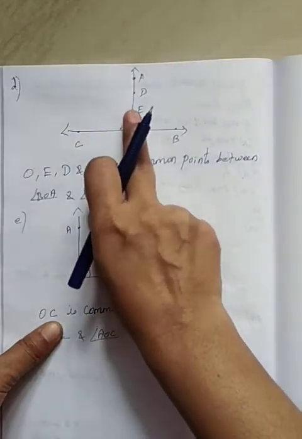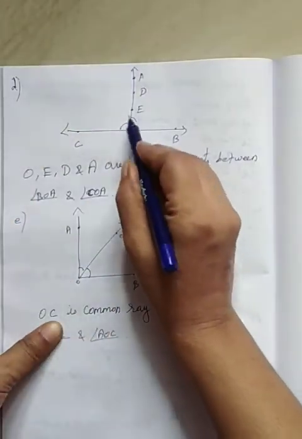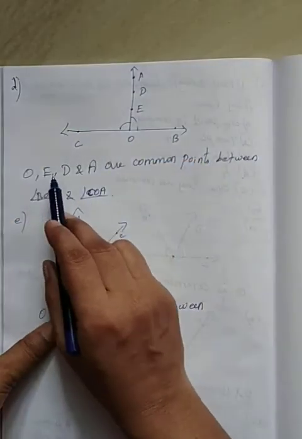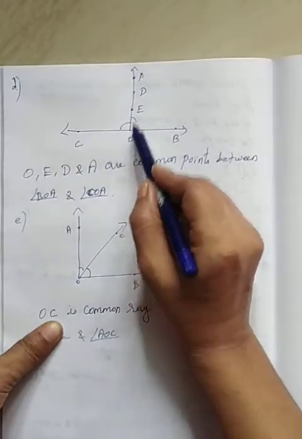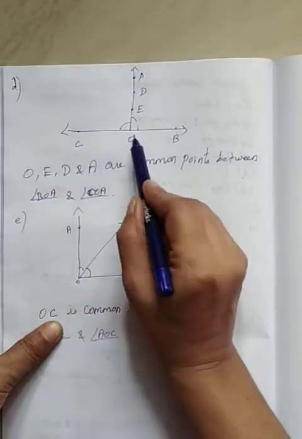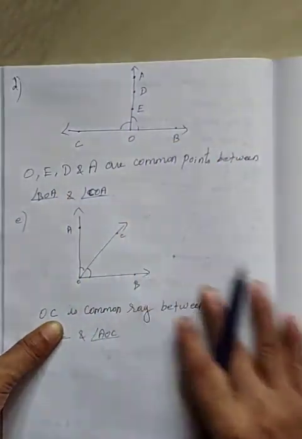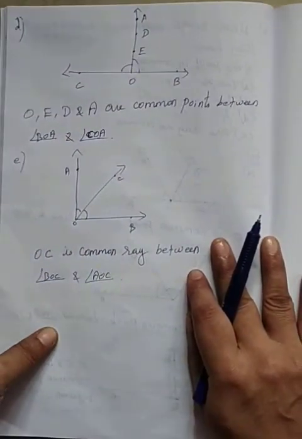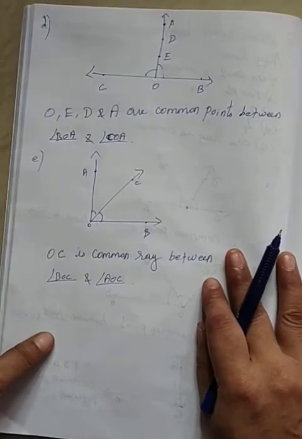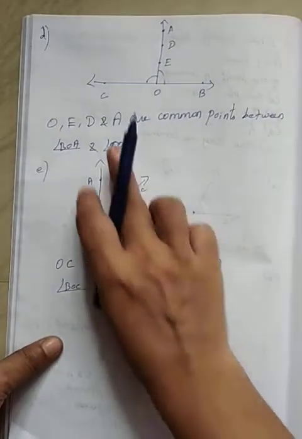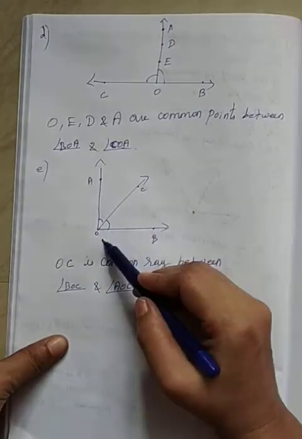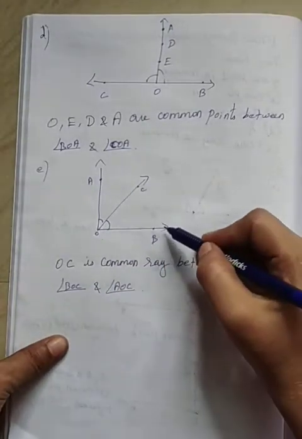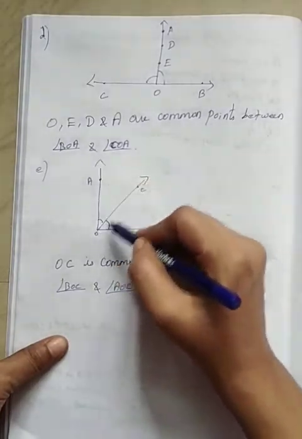O, E, D, A. 1, 2, 3, 4 points. See two angles. So O, E, D, A are common points between BOA and COA, these two angles. Next, one ray in common for two angles. See this diagram. OC is the common ray between this and this angle.